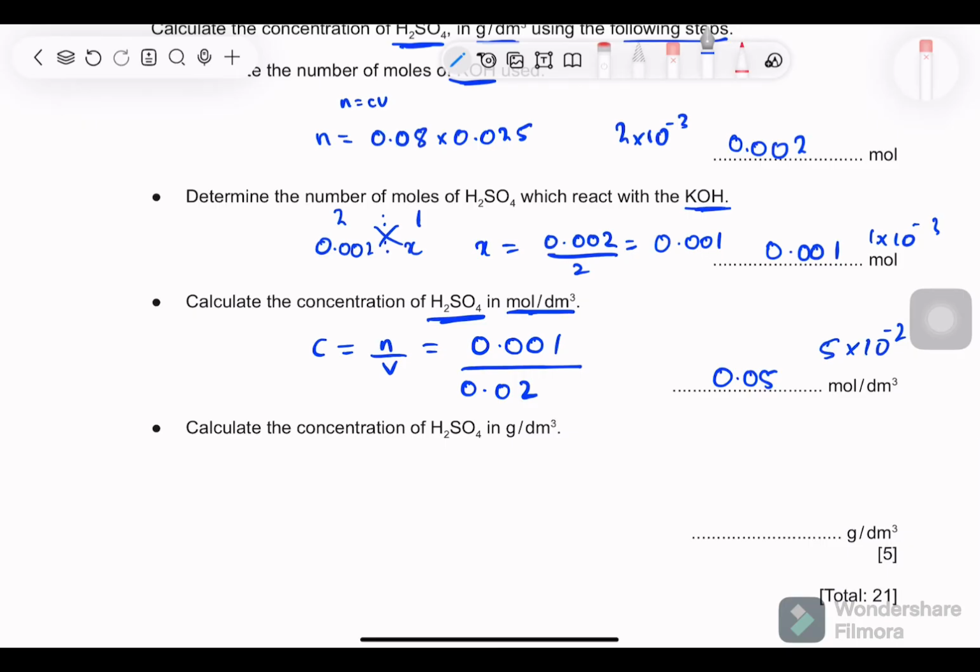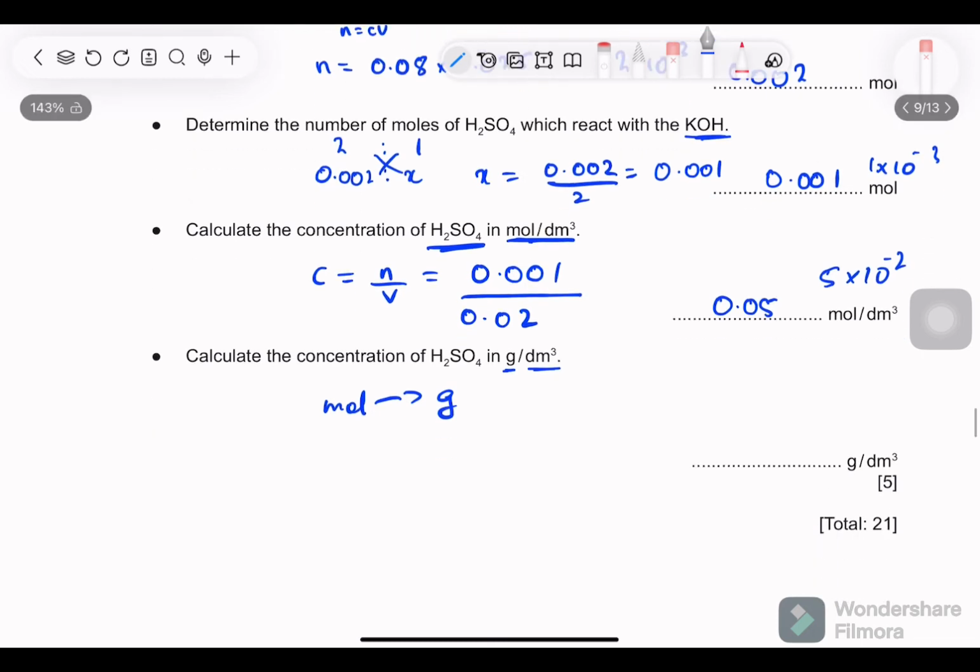Calculate the concentration of H2SO4 in grams per dm cube. So we have to go from moles to grams because dm cube is the same in both. What do we do when we go from moles to grams? We use the formula n equals g over Mr, where g is the mass in grams. If we want to know the grams from the moles, if we are given the moles of a quantity of a compound and the Mr, and we want to know the grams, what will we do? We will just multiply the number of moles by the Mr.